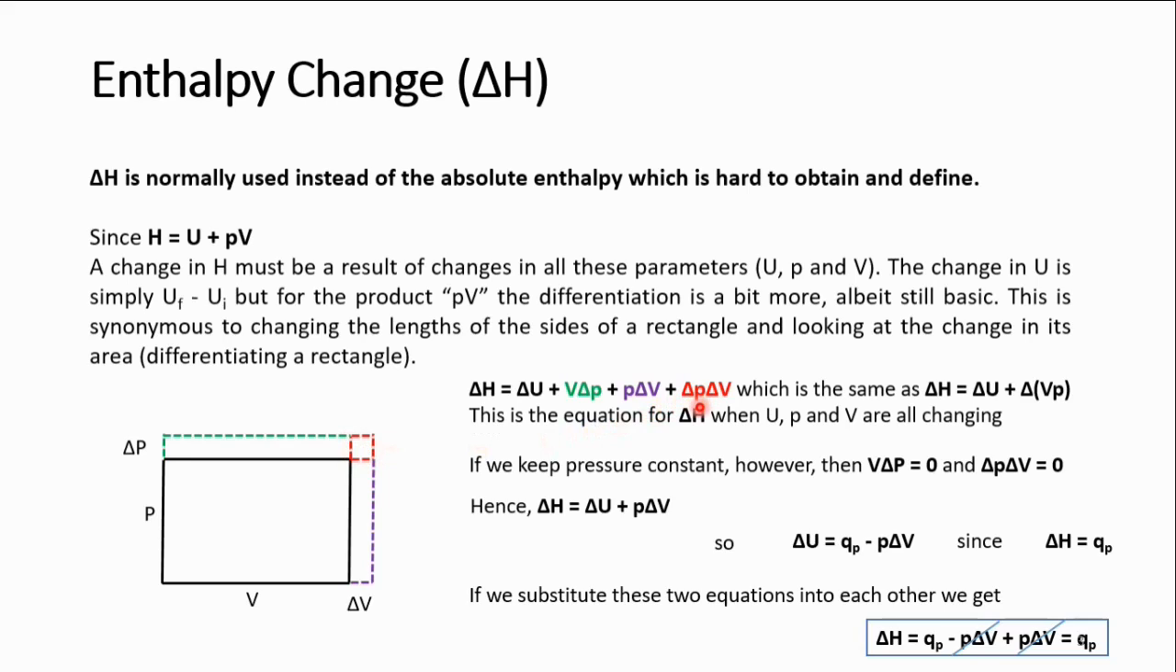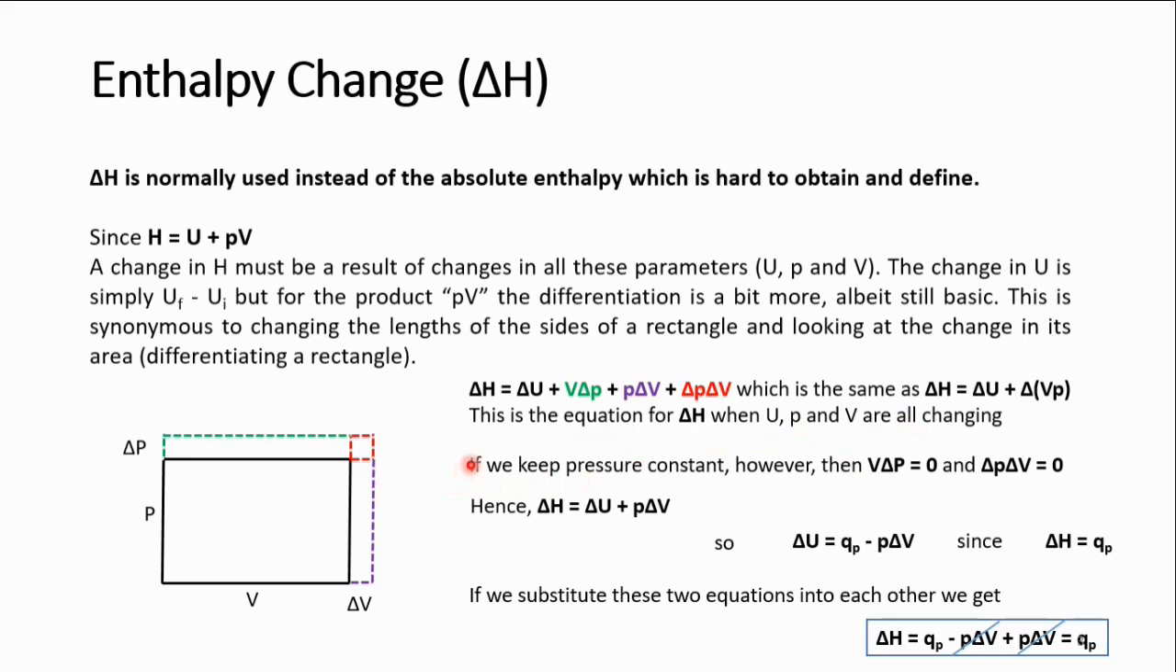Now, this tells us that delta H is equal to delta U plus the combination of the differentials of the different parts of the product. So we could put delta outside and put V delta P inside the brackets. Now this is the equation for delta H when U, P, and V are all changing.